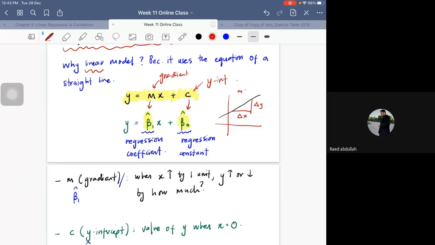So what does it mean by that? In our context, gradient means that when x increases by 1 unit, how about y? Does it increase or decrease, and by how much? So that is what it means by gradient.